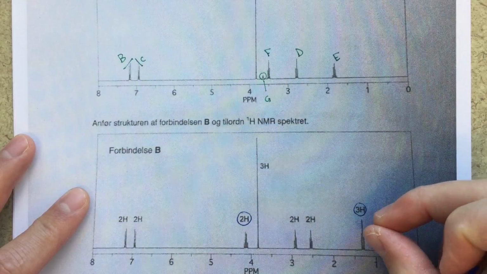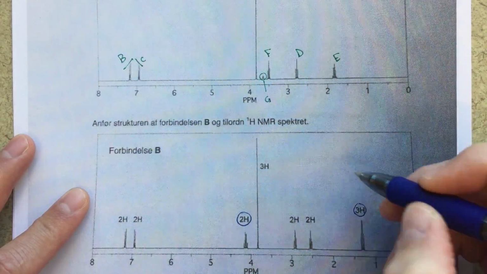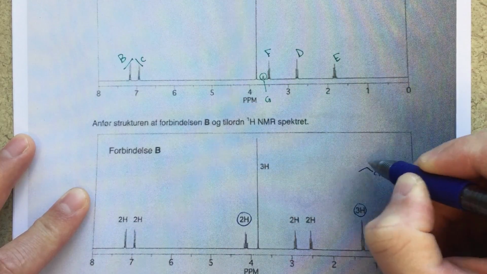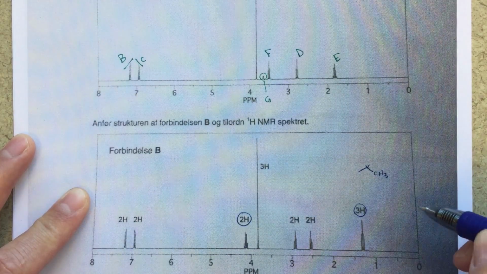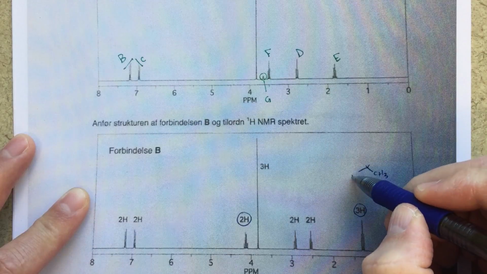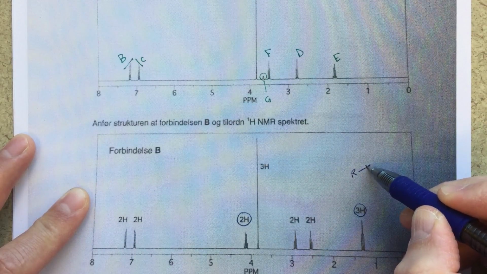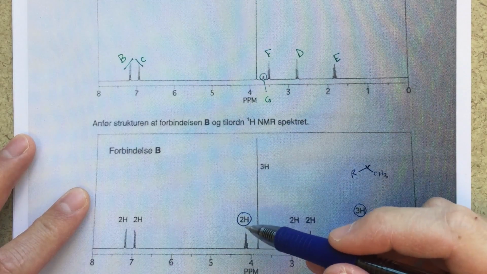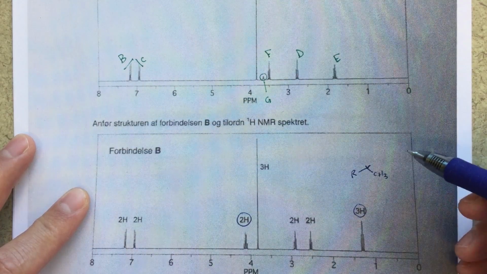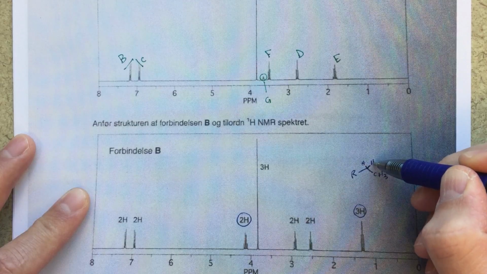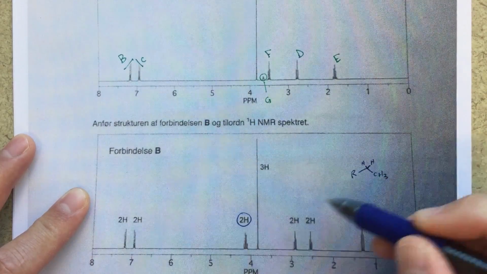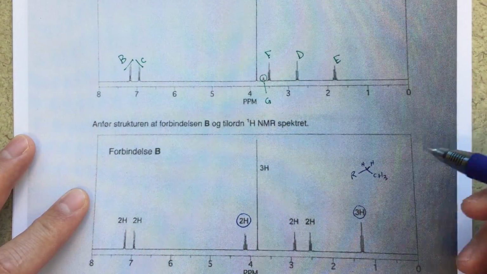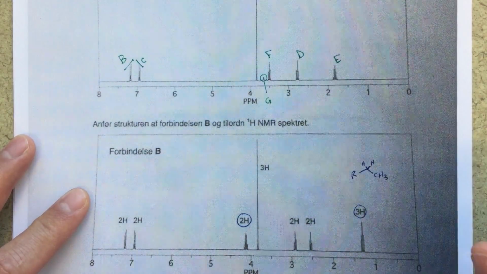If I see a 3 high triplet and a 2 high quartet, the first thing that I'm immediately thinking is CH3, CH2, right? So something like this where we've got R bonded to, obviously the R is not going to be a CH2 group because we're only splitting this into a quartet, but something like this where I've got 2 protons here that are being split into a quartet and 3 protons here. So this is a common motif for an ethyl group. So I think that's the thing that jumps out at me.